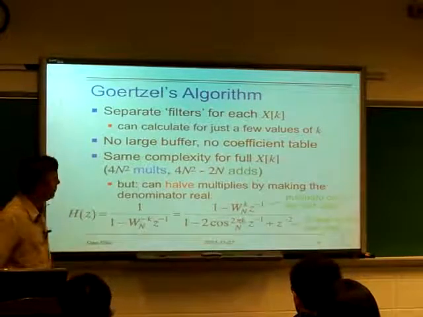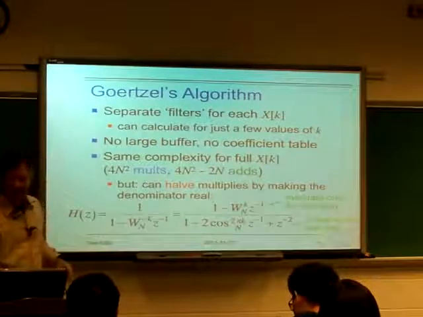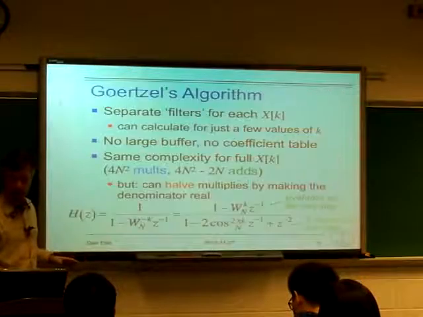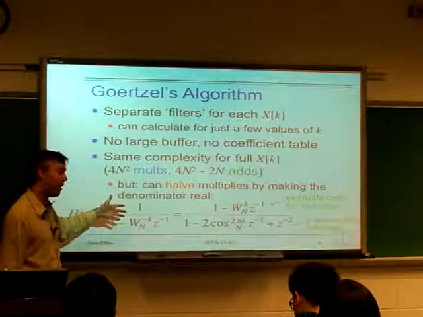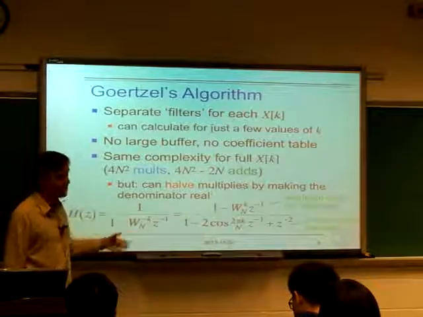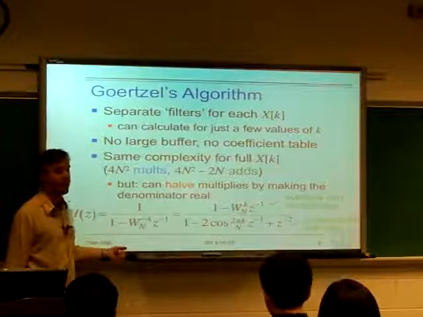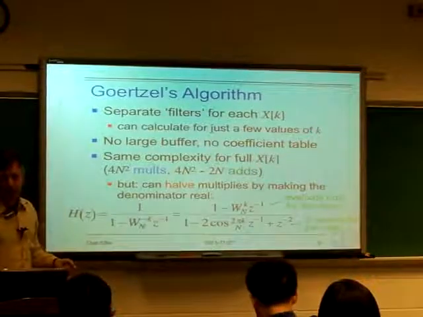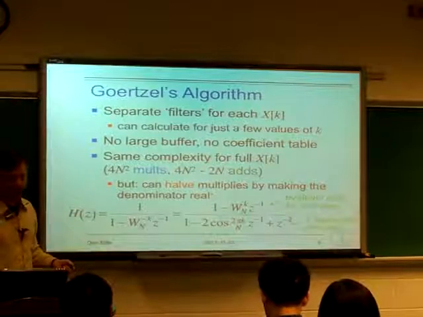So that's something you can do. But all we've done in the end is halve the number of calculations here, which is nice, but it's still growing as the square of the length of the DFT we're trying to calculate.